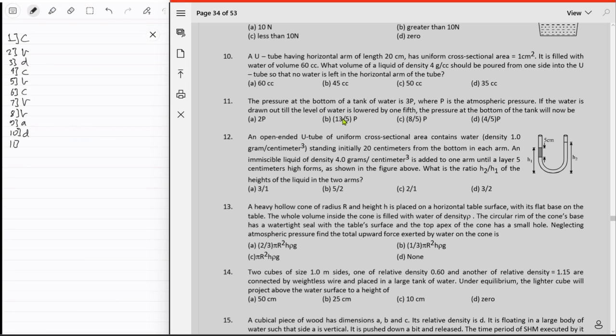Level of water is lowered by 1/5. Oh, okay, it's just 4/5 of that. So it's 4/5 of 2, which is 8/5. So 8 upon 5 p, and then plus p once again, so just 13/5 p, which should be b. Next question.